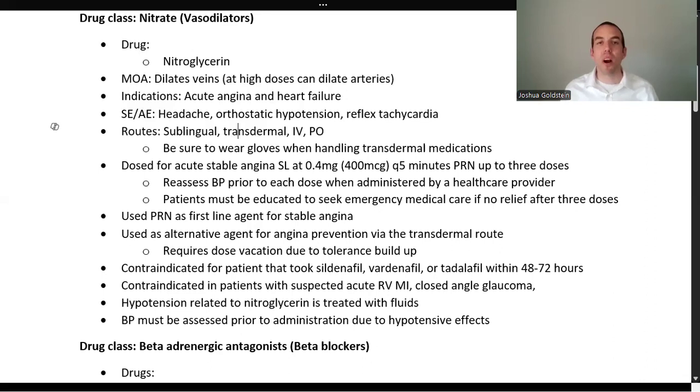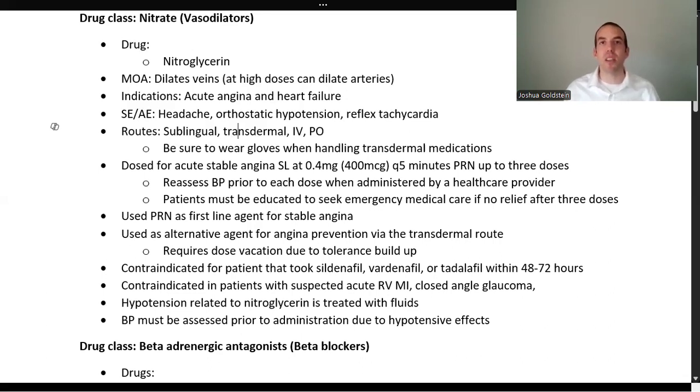Now, we also use this for heart failure. We're going to discuss that a little bit more extensively in the heart failure video. But again, same concept where the heart is failing to pump out the amount of blood that it's supposed to pump out. This increases the amount of blood that's returning to the heart, thereby allowing the heart to pump out more blood.